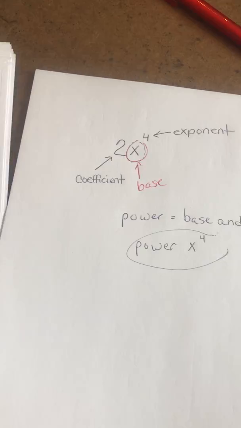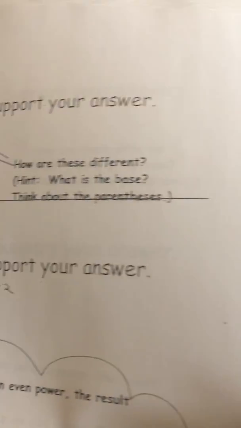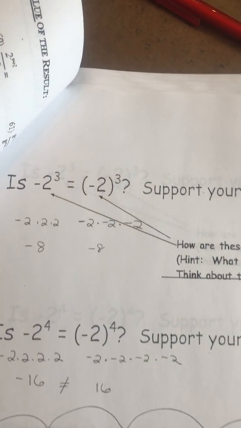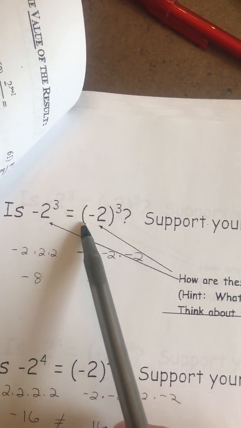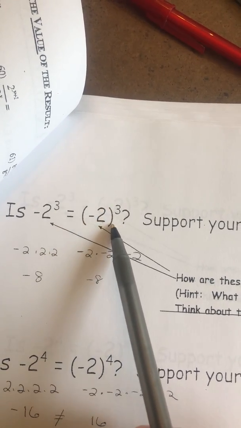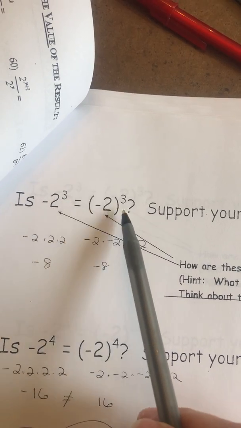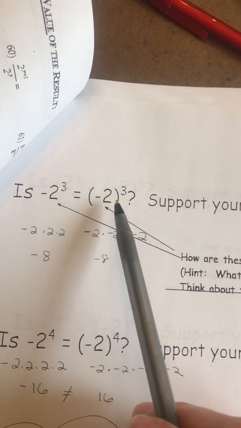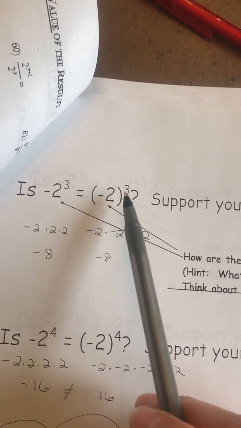So I'd like to talk about another example now. This sheet is in your packet, and you're going to see the questions here. Is negative 2 to the 3rd power equal to parentheses negative 2 raised to the 3rd power? Now, the only difference between the left side and the right side here are the parentheses. So what that means is that in each case, we have a different base.